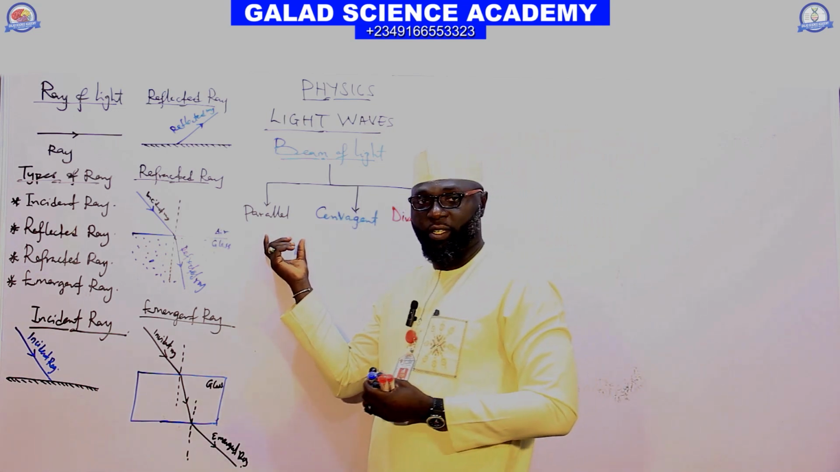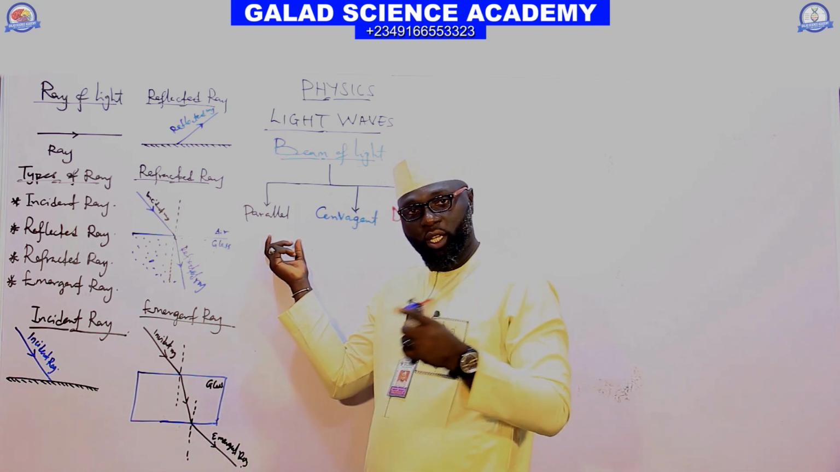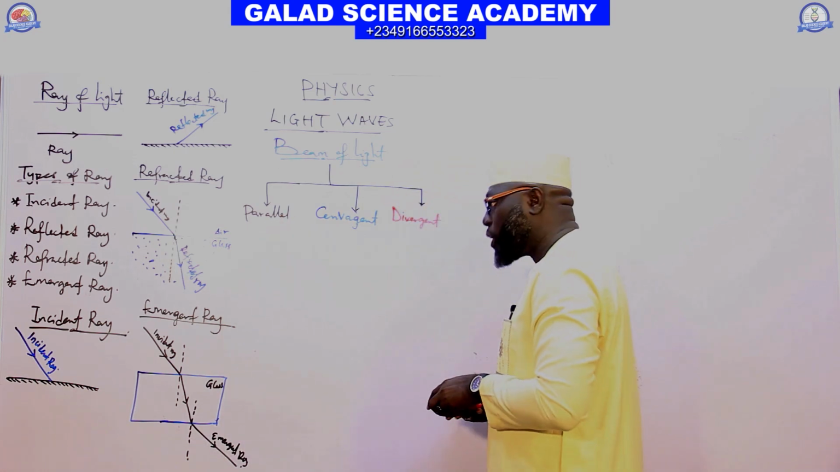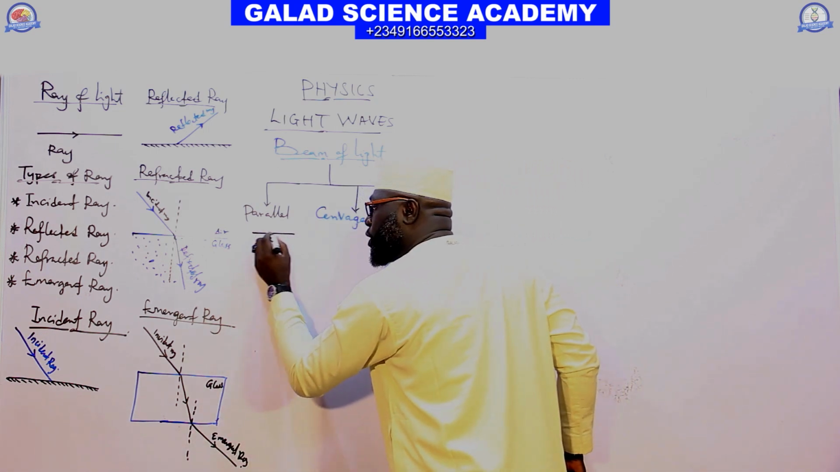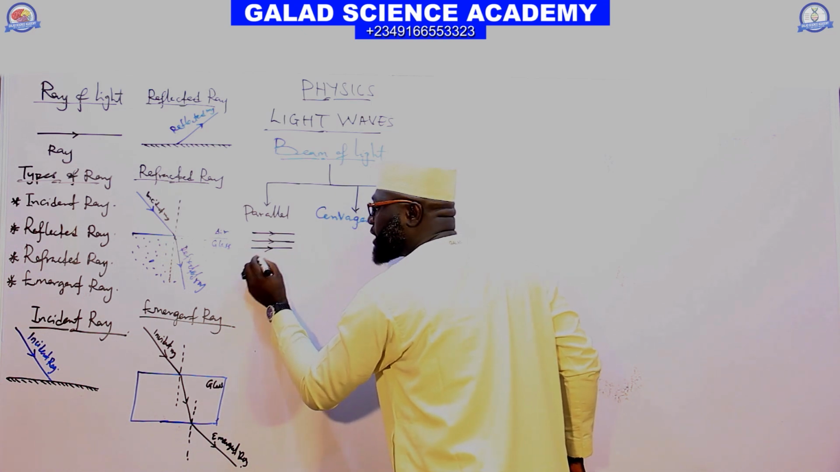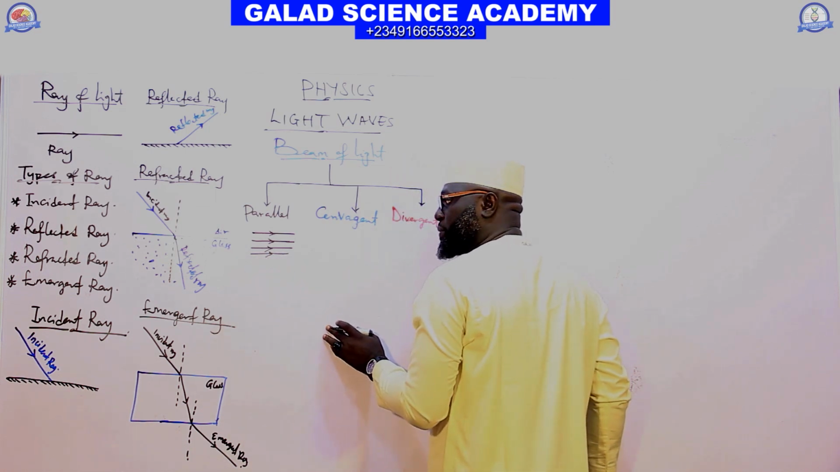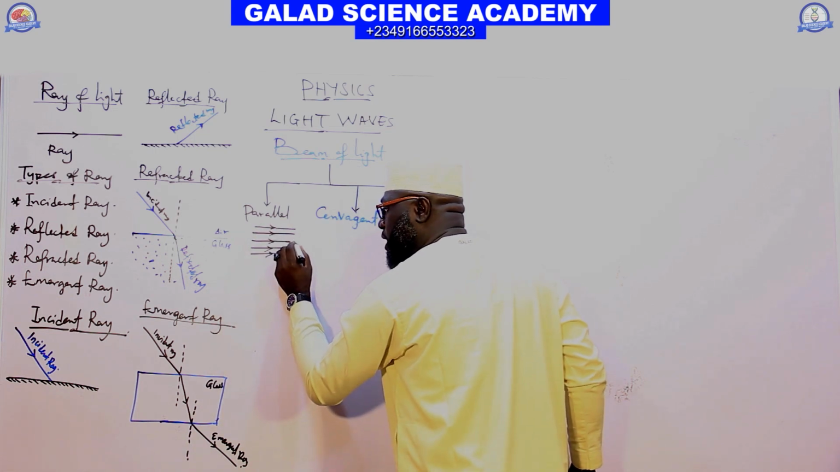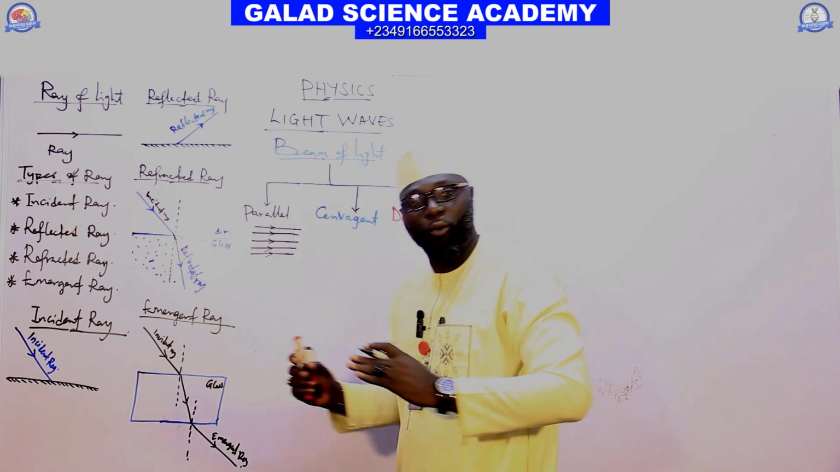And what is a parallel beam? When rays of light travel parallel with each other, we have a parallel beam. This is what we call a parallel beam. The rays of light travel parallel with each other.